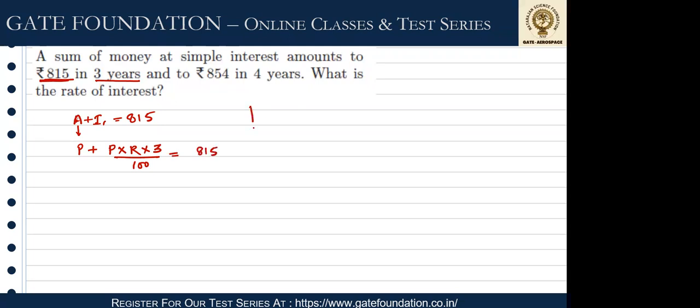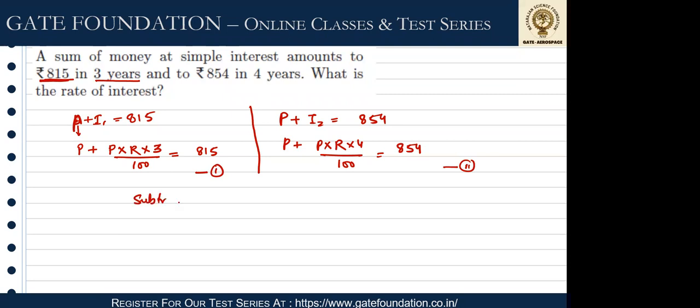This is case one. The second case, this is not A, you can say P plus I2, the second interest, it becomes 854. Also in this case, P into R into 4 by 100 equals 854. Right. Now you have equation number 1, you have equation number 2. You can subtract them, so subtracting 1 from 2.